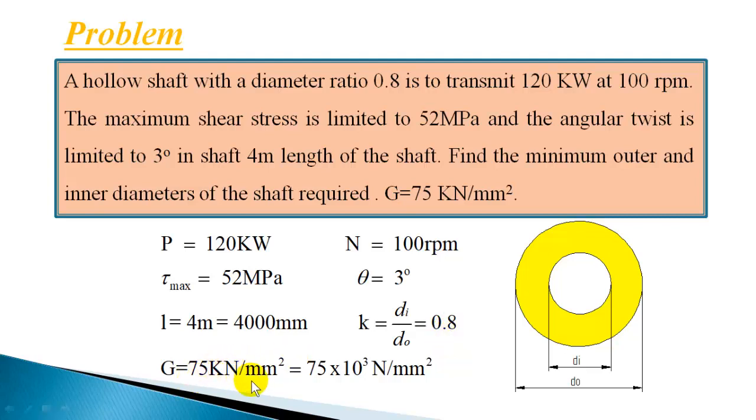Modulus of rigidity is 75 kilonewton per mm square. Kilo is 10 raised to 3, so 75 into 10 raised to 3 Newton per mm square. So its inside diameter di divided by d naught is 0.8.